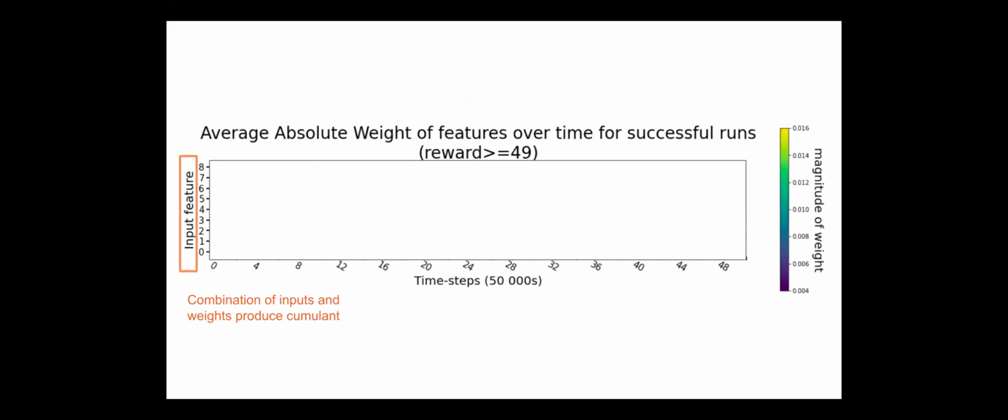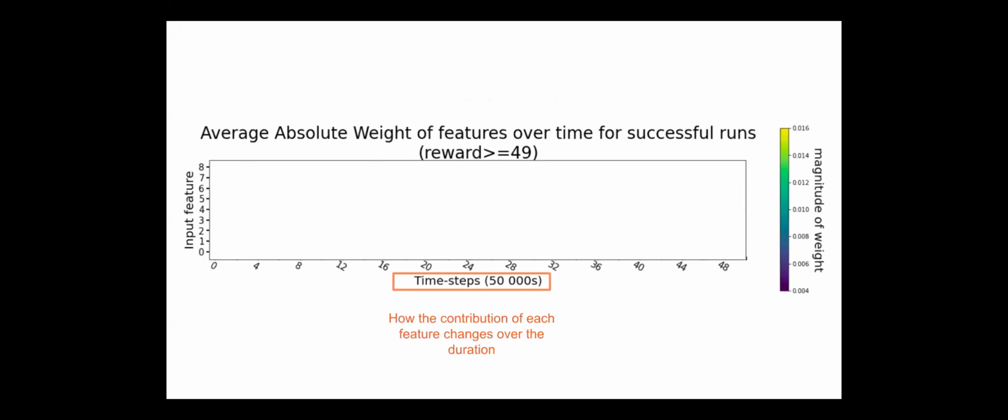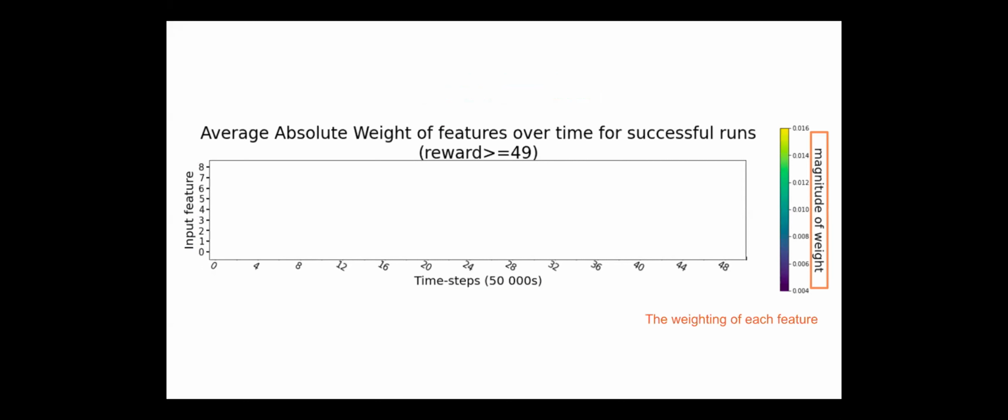Over on the left-hand side, we've got the axis of the heat map, which is the input feature that an agent is weighting for the cumulant. A combination of inputs and weights produces the cumulant. The cumulant changes over the duration of the entire experiment. So we're going to show you how the contribution of each feature varies over time. And then finally, we go from cool colors, which describe little importance or little contribution to the cumulant, to yellow colors, which are highly weighted.